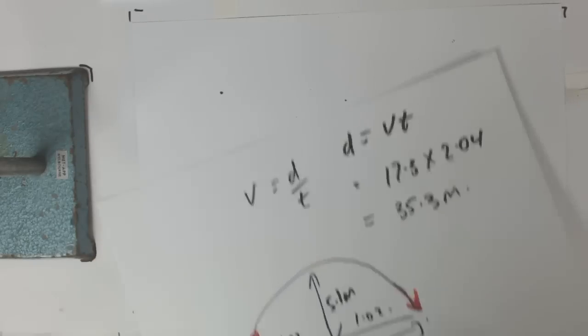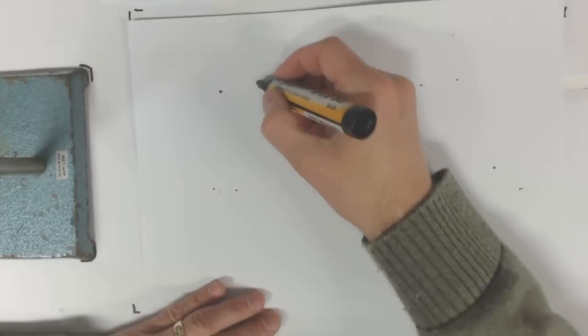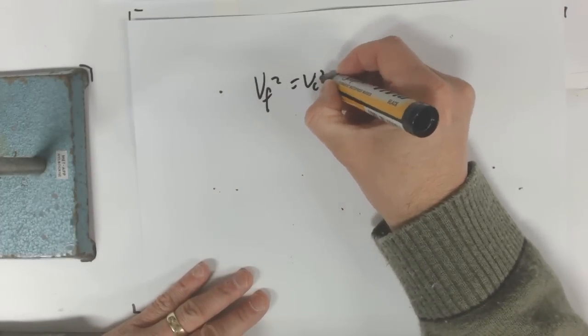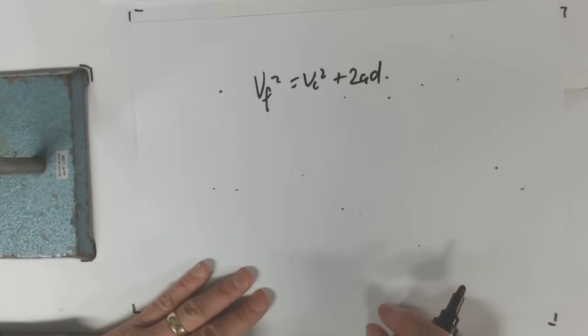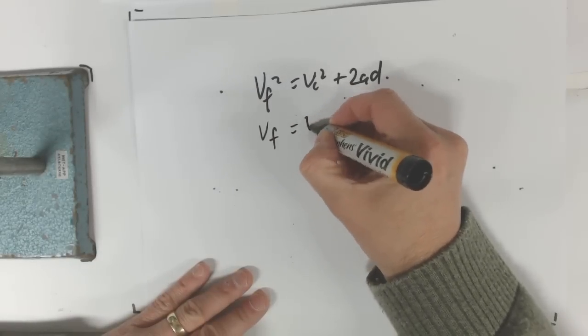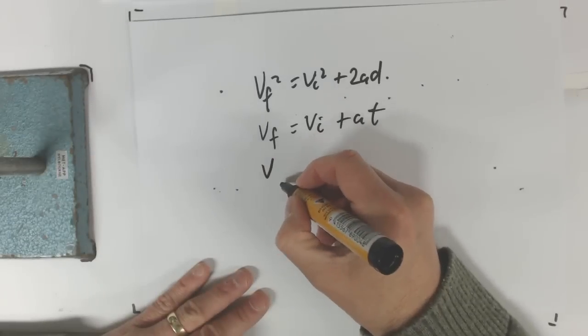Alright, so what formulas did we use to do that problem? We used this one. We used that formula to calculate the height that it went to. We used this kinematics formula to calculate the time. And we use this formula to calculate the range.